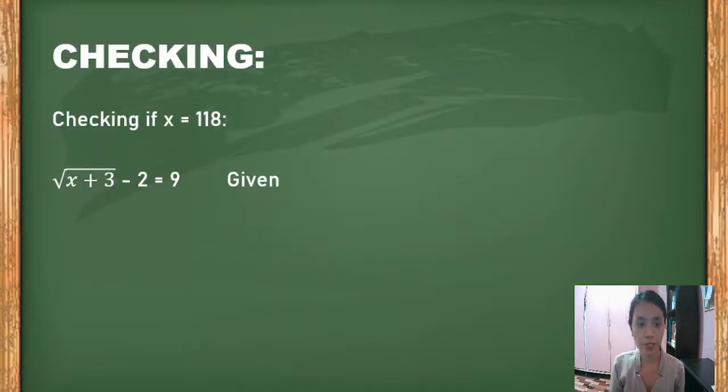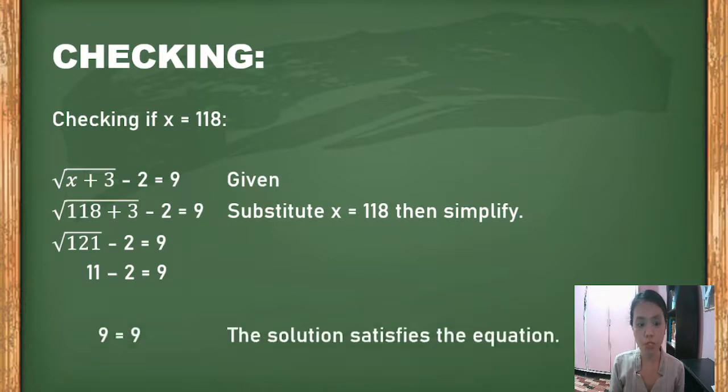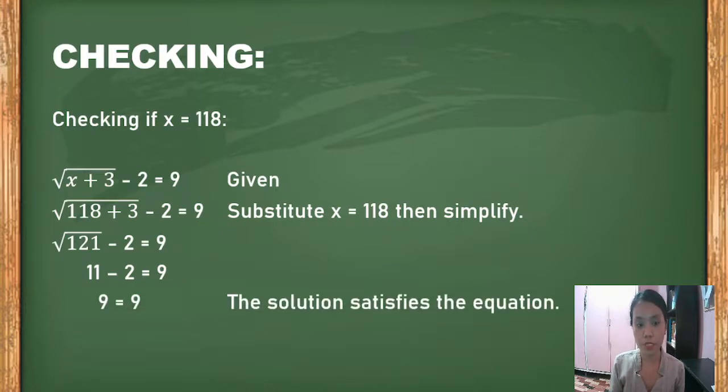Checking tayo. Substitute natin ang 118 sa given. So, we have square root of 118 plus 3 minus 2 equals 9. Simplify natin yung ating values inside the radical symbol. So, 118 plus 3 ay 121. And square root of 121 is equal to 11. Simplifying that, so 11 minus 2 is equal to 9. So both sides ay nag-equal, therefore our solution satisfy the equation.